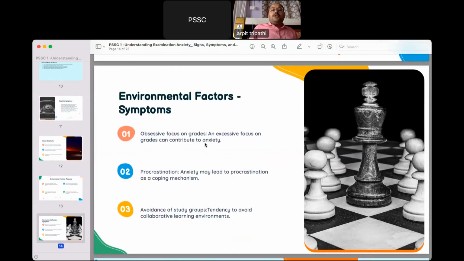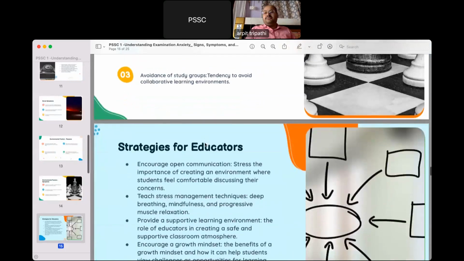What could be other symptoms? Obsessive focus on grades. What the child knows, what the child doesn't know, doesn't matter, but the child wants great grades. Excessive focus on grades can contribute to anxiety. Procrastination, too much avoiding of doing things, so anxiety could also lead to procrastination as a coping mechanism. Avoidance of study groups, a tendency to avoid collaborative learning environments. So these are the symptoms.